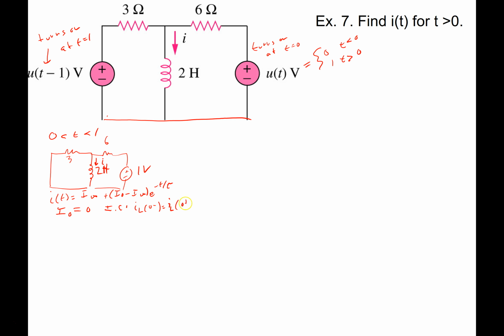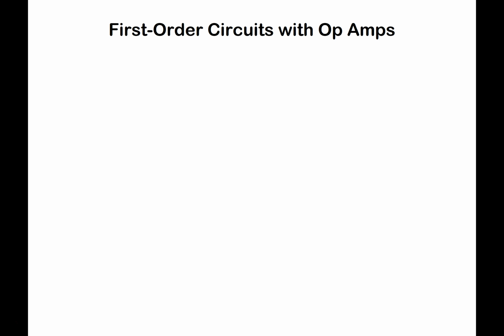IL of 0 minus equals IL of 0 plus. All this stuff, maybe we should just skip over that kind of stuff because we've been doing that a lot. So tau is going to equal L over R Thevenin, which, as we saw, is 2 Henrys over what that inductor sees.